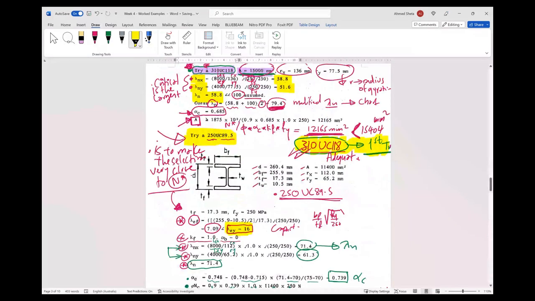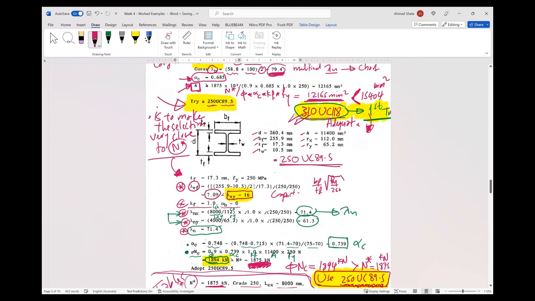Okay, if we continue from here and do the same procedure here, we find phi NC, we will get also that phi NC is a value, let's say 2000 or something, which is greater than N star, and this section will be also adequate. But because the area was not close to the required area, that's why he tried a smaller section.